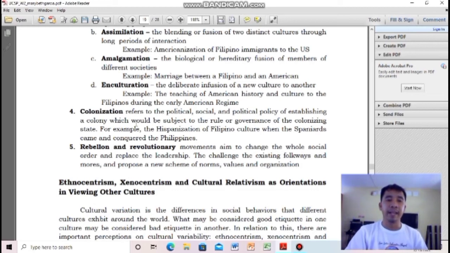Next will be rebellion and revolutionary. So that is movements aim to change the whole social order and replace the leadership. Mga revolusyon, mga pag-rebelde, no, kay gusto nila nga may pagbago. Until such time, until subong may ara kita yung tawag ng mga rebellions and revolutionaries. No, nga nagapush man sang pagbago sa aton liderato and everything which is aims to change the social order.